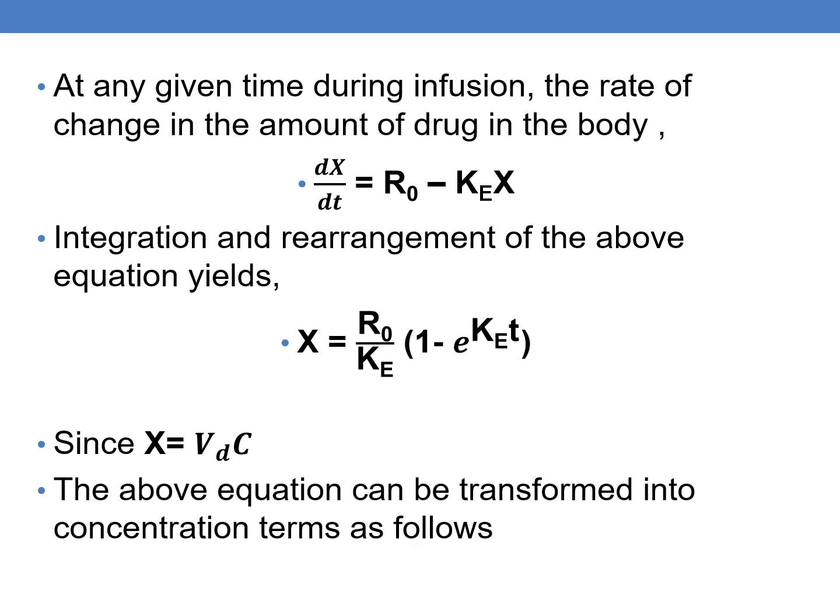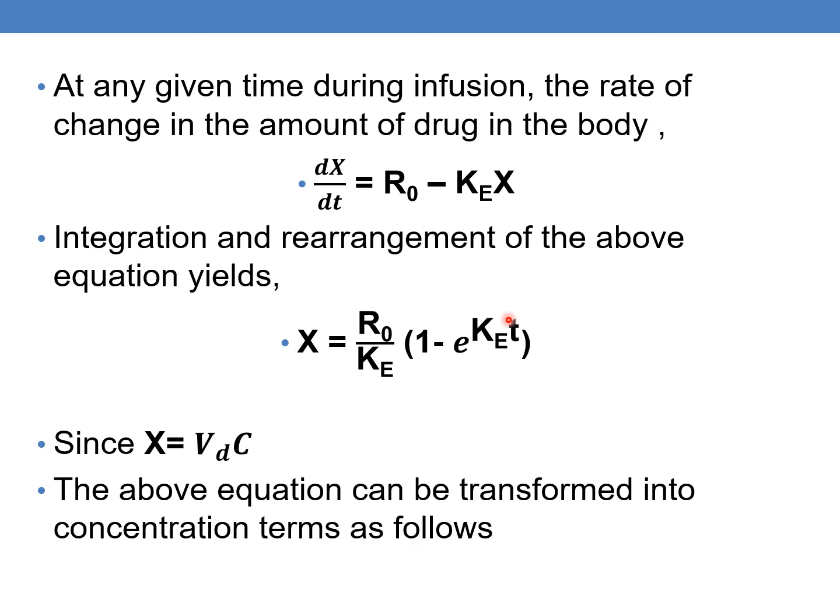At any given time during infusion, the rate of change in the amount of the drug in the body, dX/dt, is given by dX/dt = R0 - KeX. If we integrate and rearrange the above equation, we get X = R0/Ke (1 - e^(-Ket)), where X is the amount of the drug, R0 is the infusion rate, Ke is the elimination rate constant, and t is time.